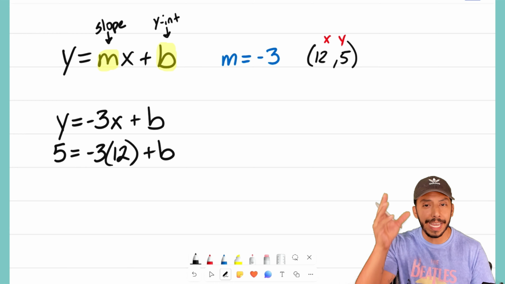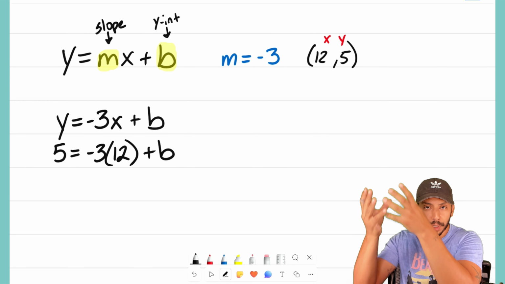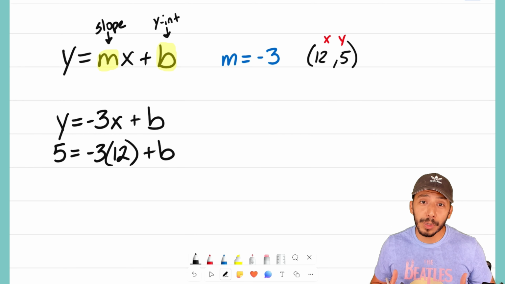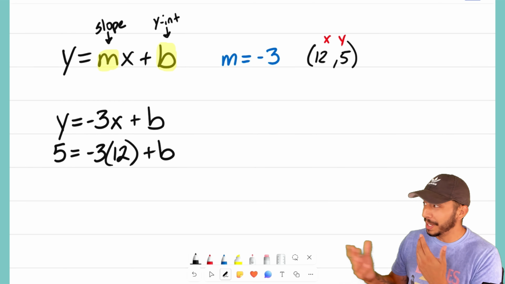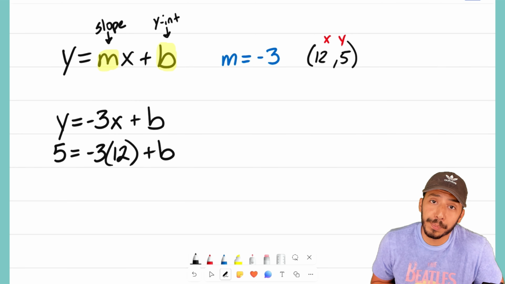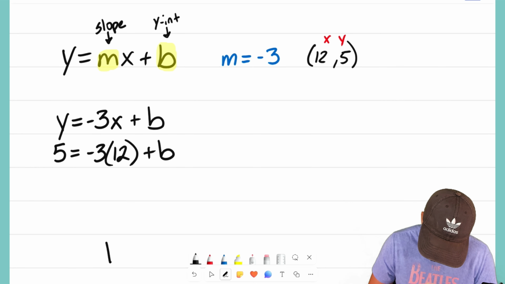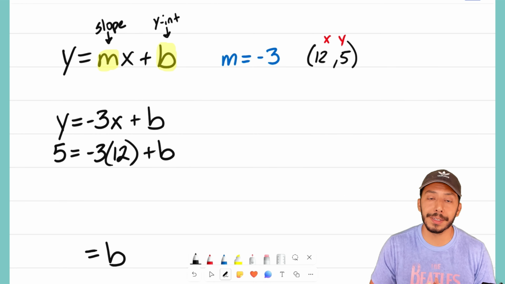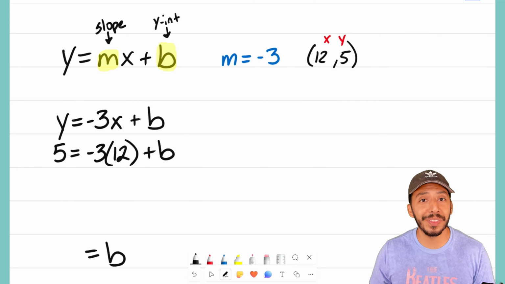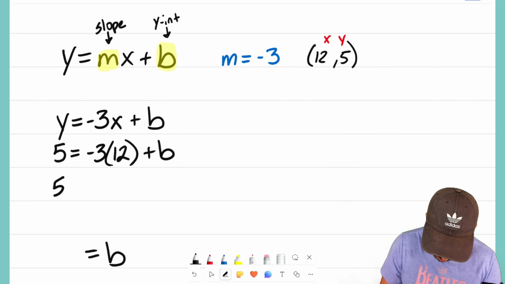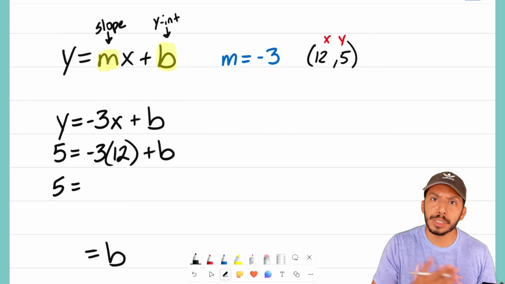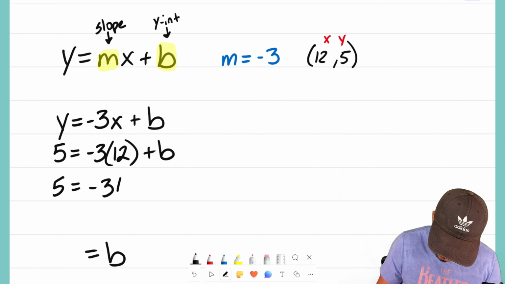So all I'm doing is taking that point, taking the slope, substituting those values, throwing it into the equation, and now what we're left with is an equation with a bunch of numbers and one letter that we can find. We want to find the b term, right? Our goal at the very end of this is to have b equaling something. So that means I need to simplify whatever's happening on that right side with the b. So let's do it. I have 5 equals -3 times 12. Well, -3 times 12 makes -36.